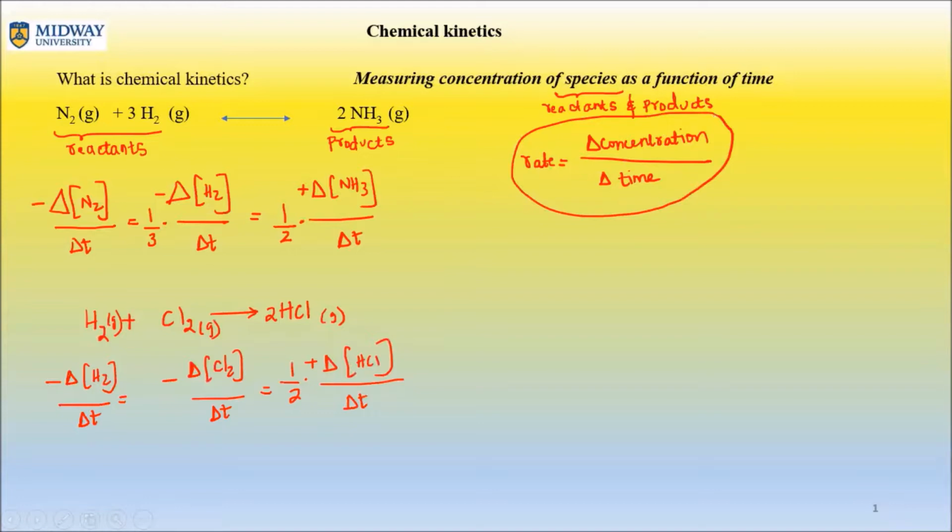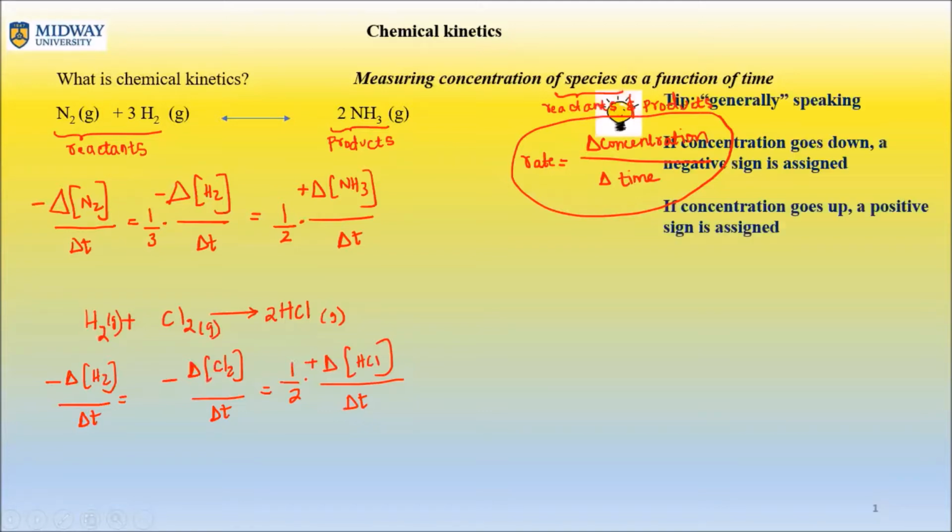Now let's do a math problem associated with this, because everybody can do this if this is on a test, but what they cannot do is what's about to come, okay? As I said, generally speaking, if concentration goes down, a negative sign is assigned, which is what we usually do with reactants. If concentration goes up, you're producing more. Concentration goes down means you're losing something. So positive sign is associated with products. Negative sign is typically associated with reactants.